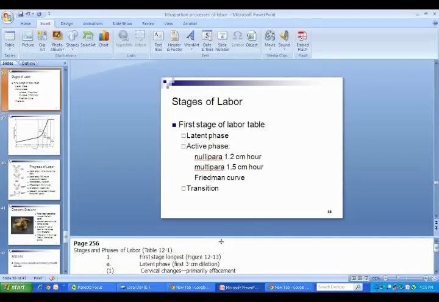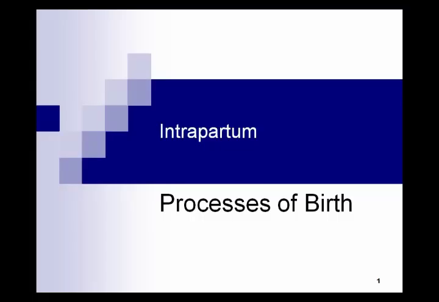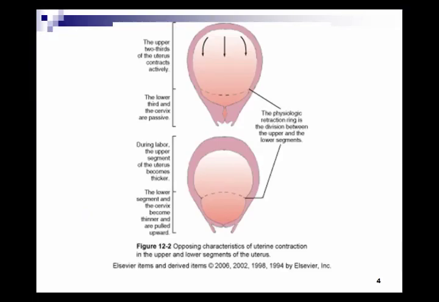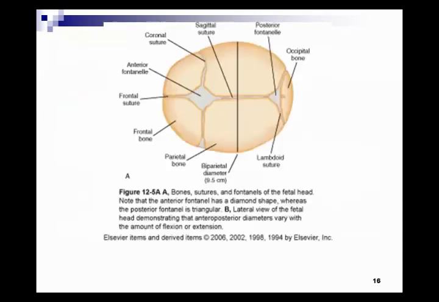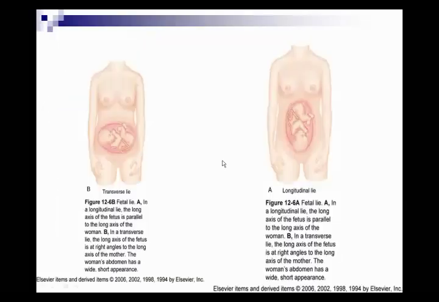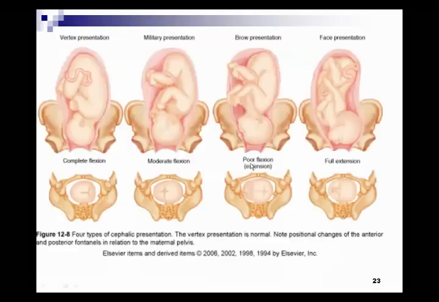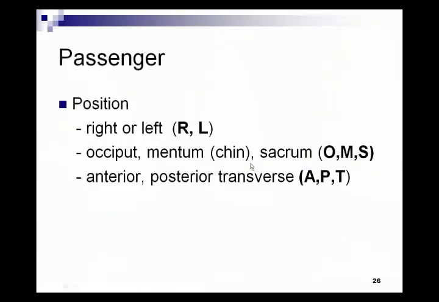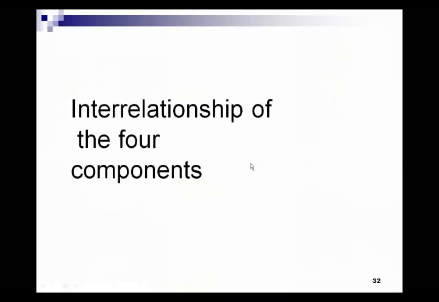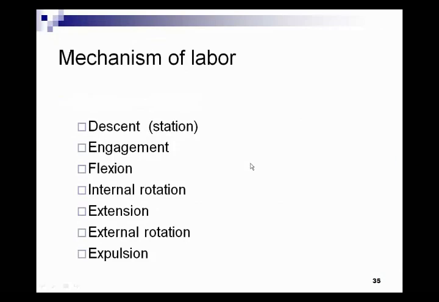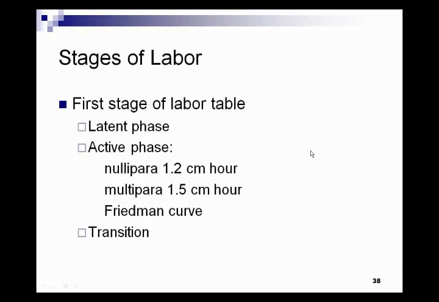Okay, so we have the latent phase, which is 0 through 3, and that phase can last a long time. It could be days or weeks. Let me get back to that. The active phase, which is 4 to 7, and then part of the active phase we have the transition. That would be 8 to 10.